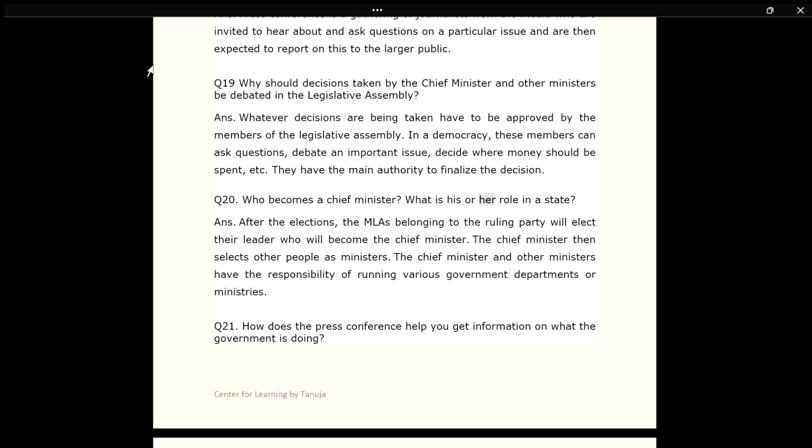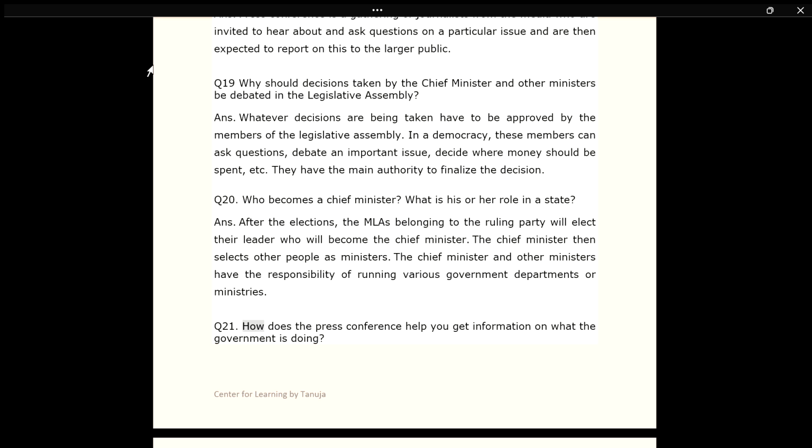Q20. Who becomes a Chief Minister? What is his or her role in a state? Ans. After the elections, the MLAs belonging to the ruling party will elect their leader who will become the chief minister. The chief minister then selects other people as ministers. The chief minister and other ministers have the responsibility of running various government departments or ministries.